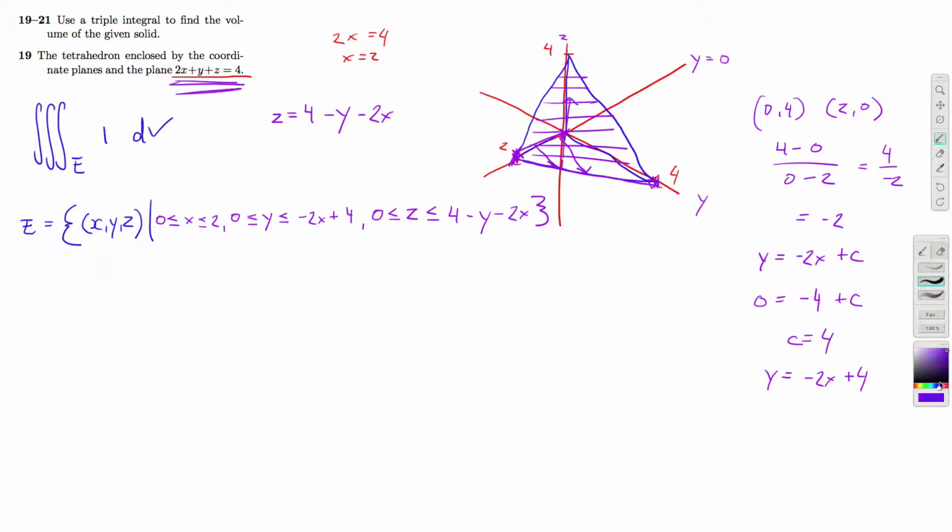Then we have to write out the equation. So our equation is going to be the integral from 0 to 2 for x, from 0 to negative 2x plus 4 for y, and from 0 to 4 minus y minus 2x for z, of 1 dz dy dx.